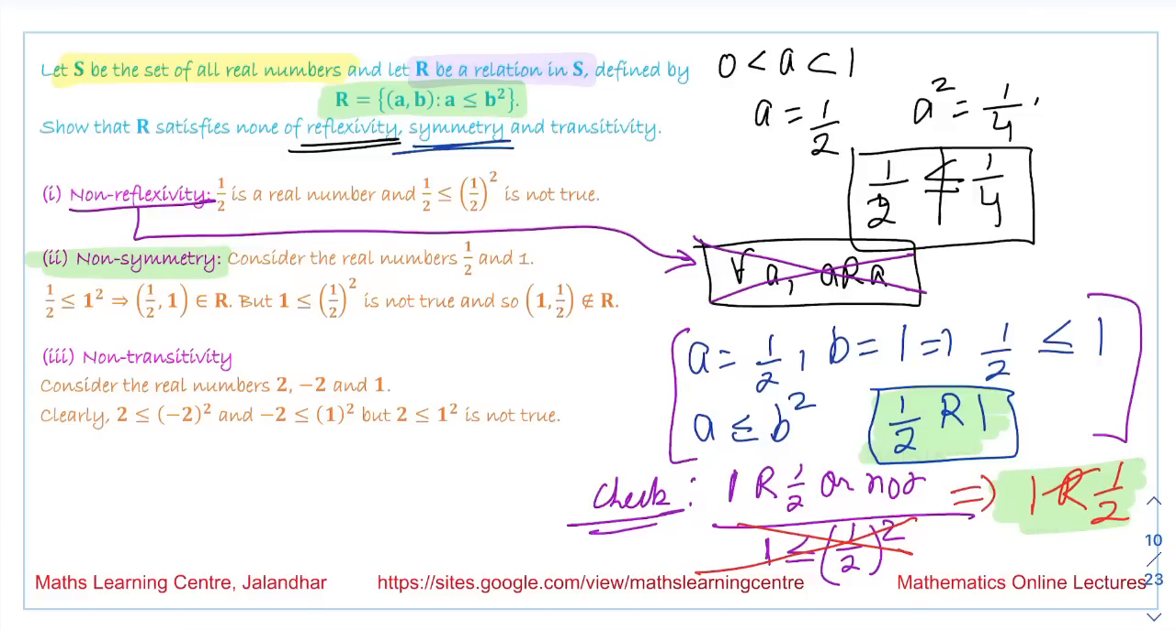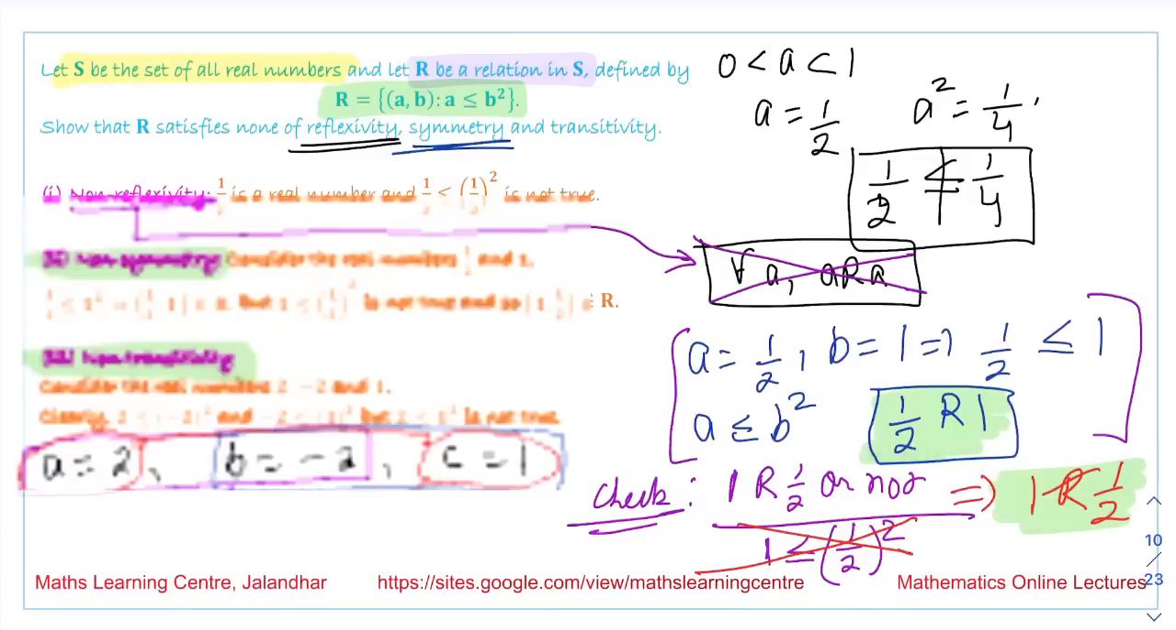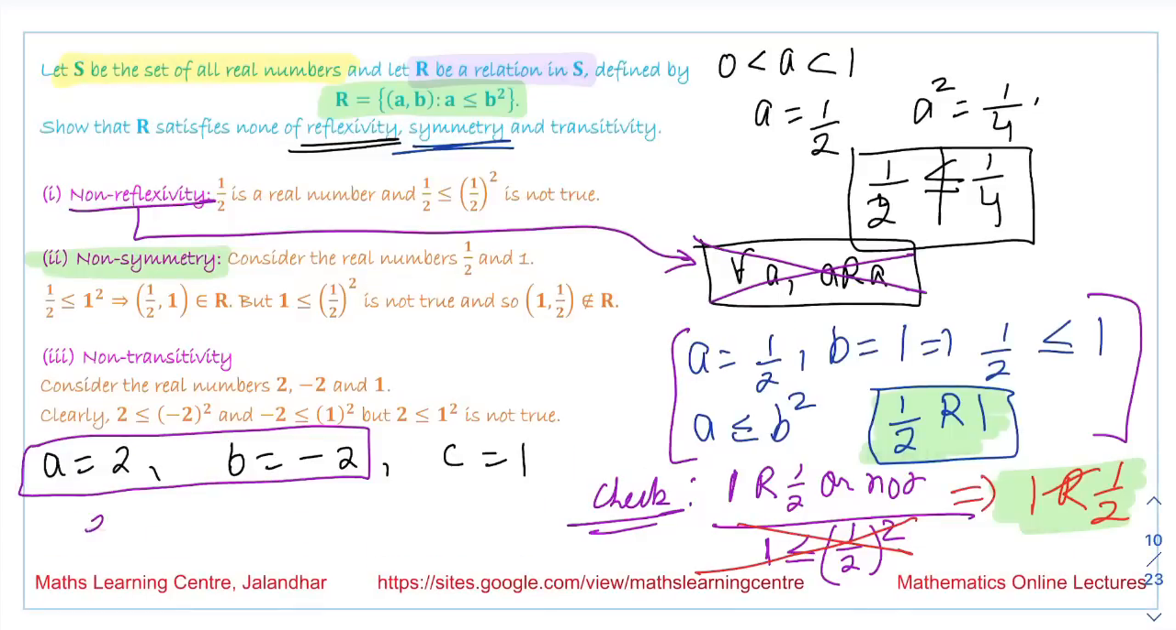Next we have to prove the transitivity. So we have considered the elements A is equal to 2, B is equal to minus 2 and C is equal to 1. Now if we look at these two elements A and B, we have 2 is less than or equal to (minus 2) square.